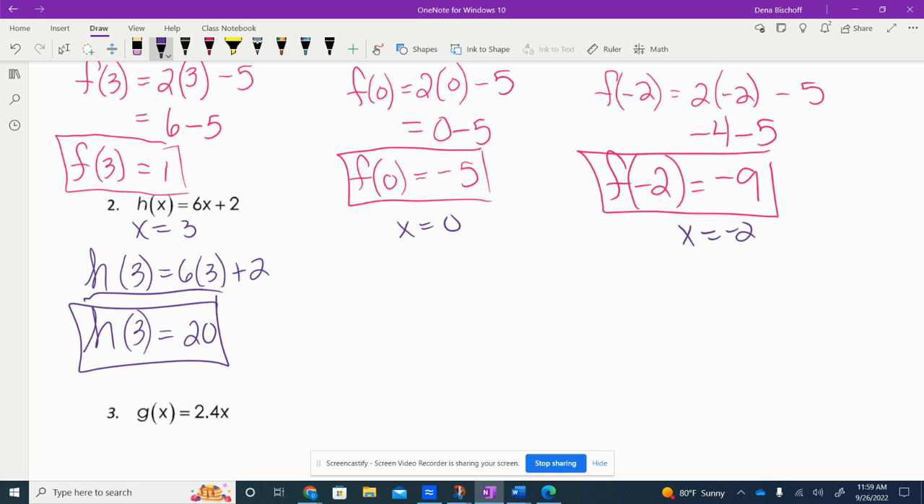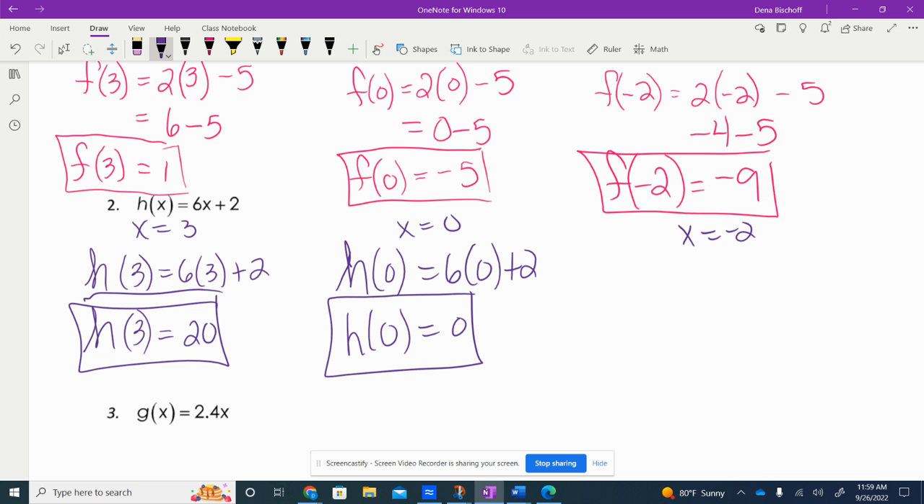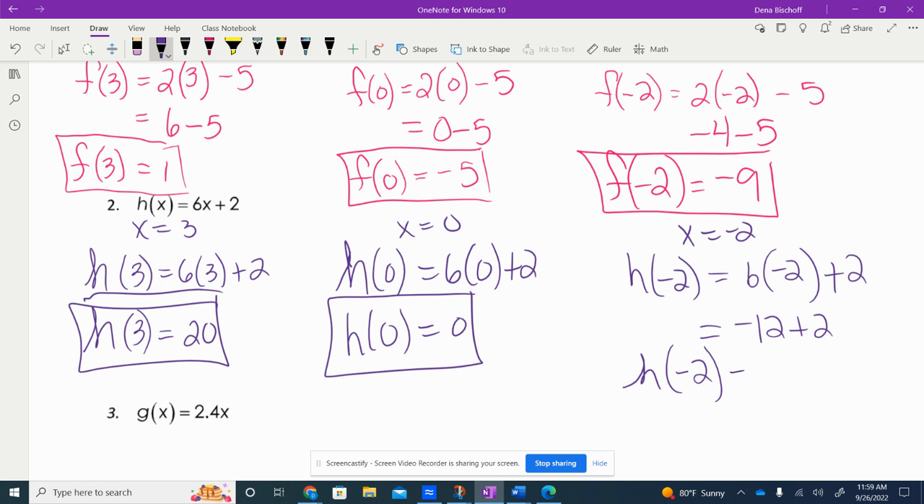Okay. H of 0 equals 6 times 0 plus 2. So h of 0 just equals 2. H of -2. What's 6 times 0? Okay. H of -2 equals 6 times -2 plus 2. That equals -12 plus 2. And -12 plus 2 is -10.